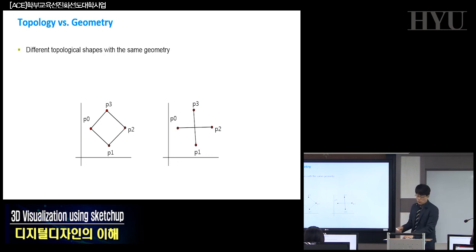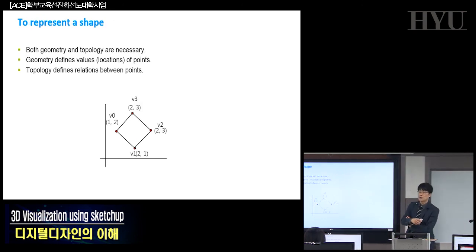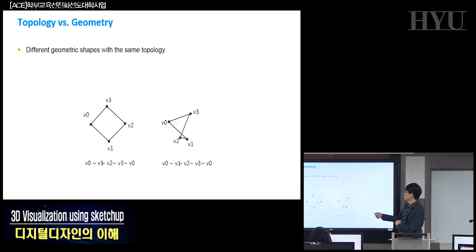Okay, to define a specific geometry, which one is important? Correct answer is simply both, okay? You need topology and geometry. Okay? I show you why. I show you two examples.